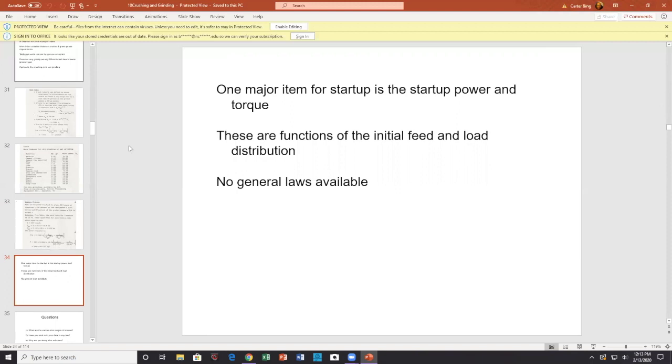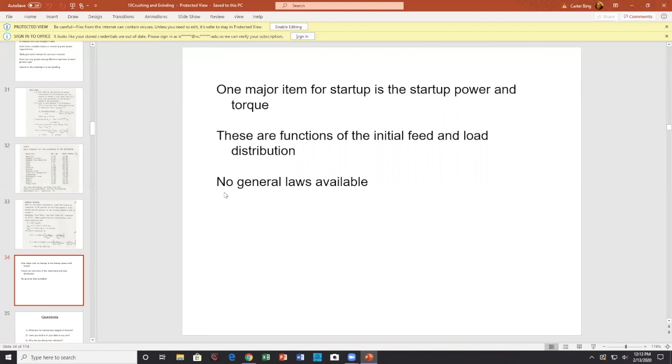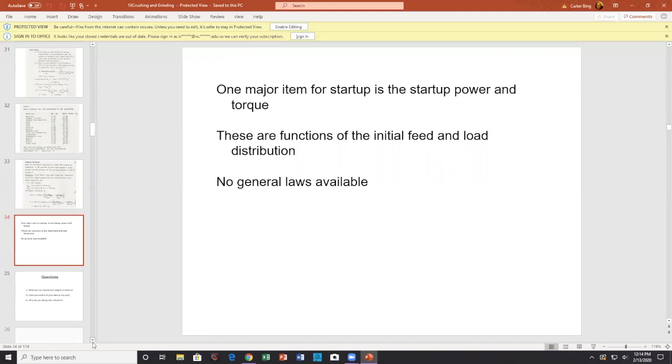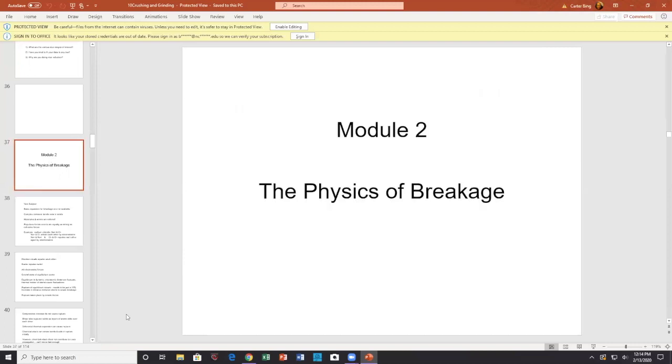So there are no general laws available, again due to the variation of various machines out there in different size ranges, different energy usage, efficiencies. There's no reason to expect there to be a general law. Let's talk a little bit about the physics of breakage.